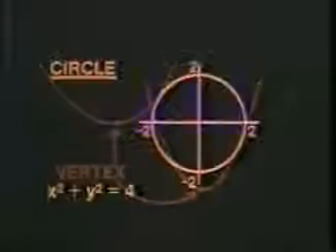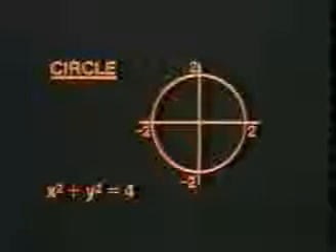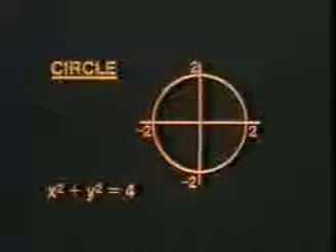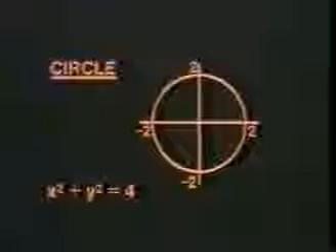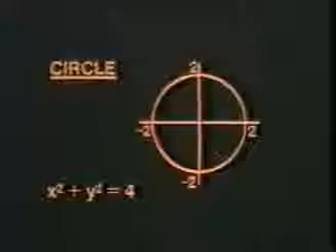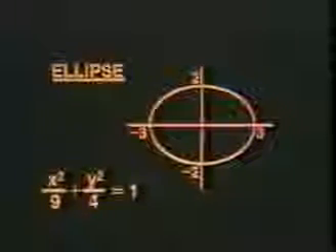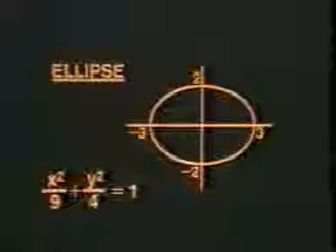But let me point out a couple of other shapes you'll see in intermediate algebra, along with the kind of equation that produces them. A circle, an ellipse. One thing to notice is that these are all quadratic equations. A hyperbola.